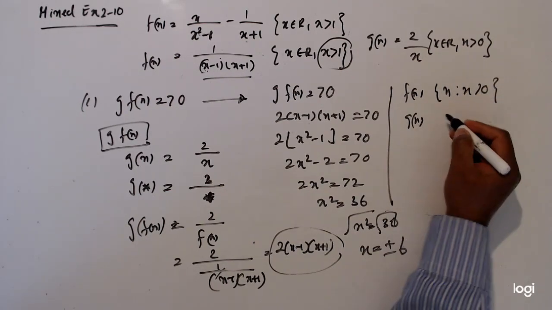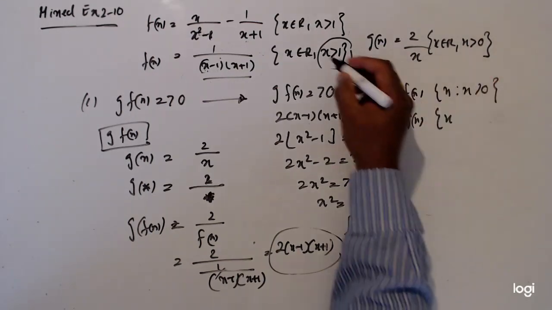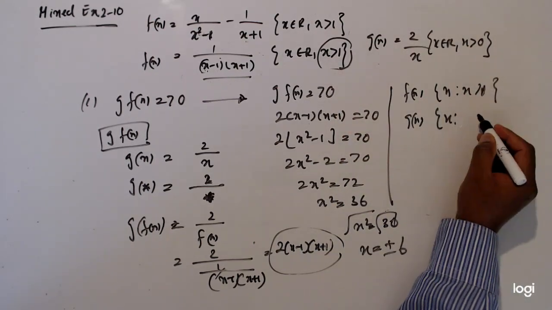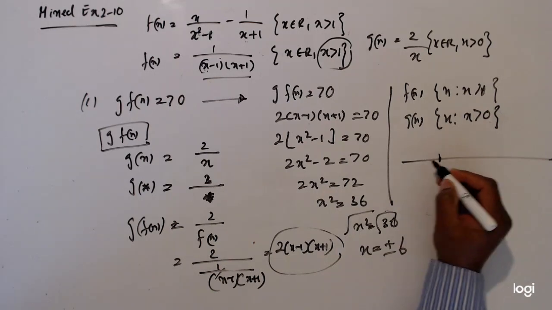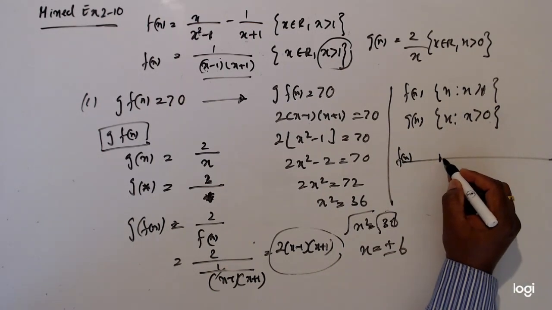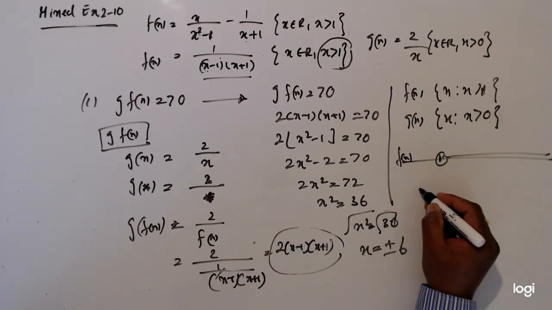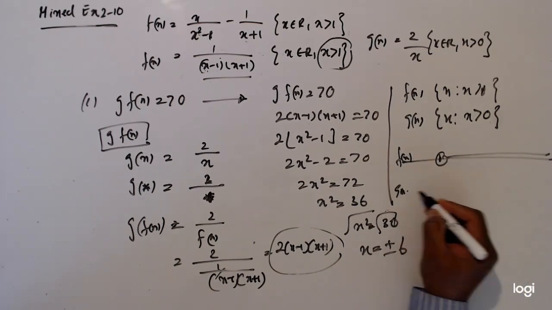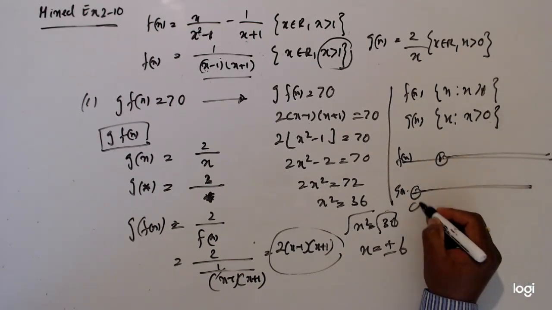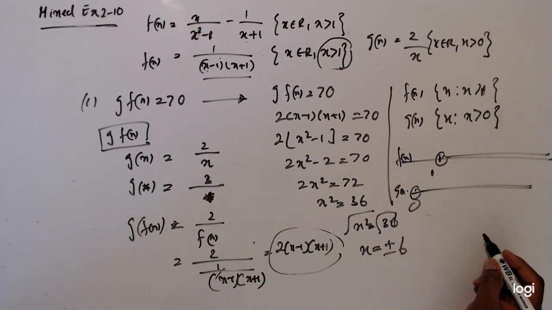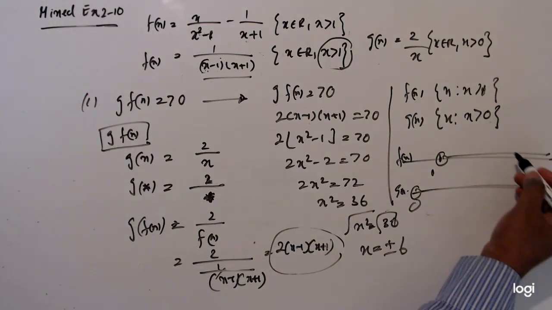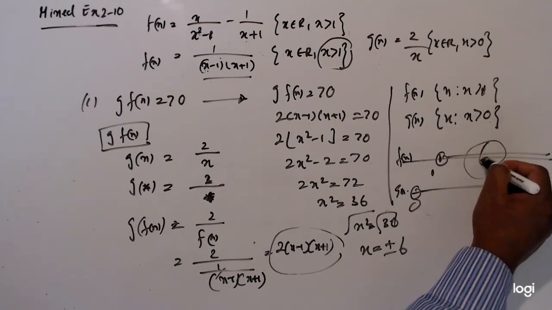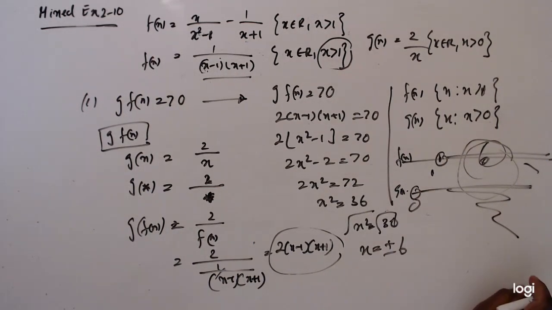Domain for g(x) is greater than 1, and domain for this is greater than 0. So the number line, f(x) goes from 1 onwards, g(x) goes from 0 onwards. So those are the graph, and so 6 matches with the domain.